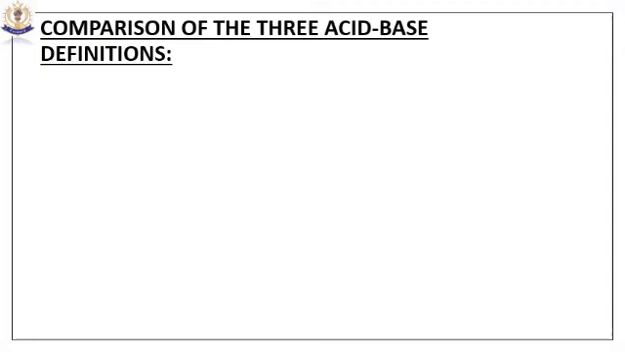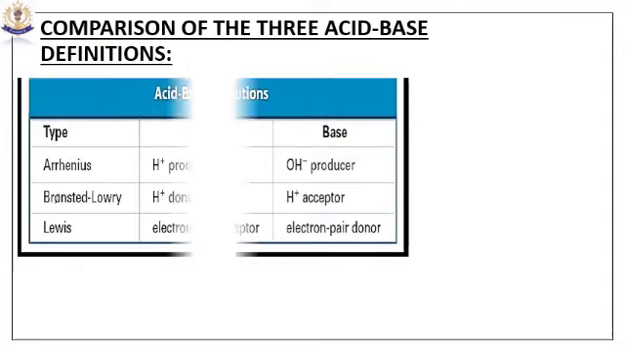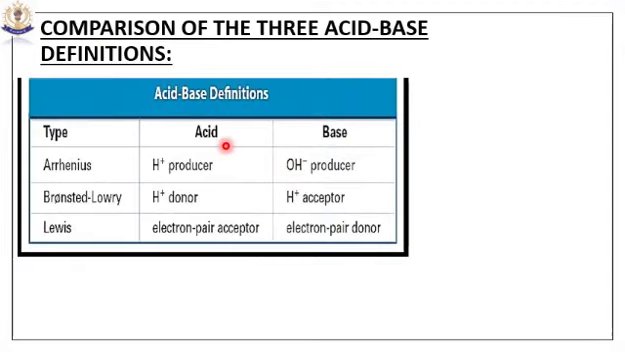Let's compare all the three acid-base definitions. Arrhenius acid is hydrogen ion producer. Arrhenius base is hydroxide ion producer. Bronsted-Lowry acid is proton donor, while Bronsted-Lowry base is proton acceptor. Lewis acid is electron pair acceptor, while Lewis base is electron pair donor.